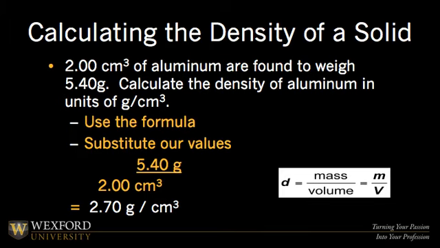Now, if we look at calculating the density of a solid, we would have 2.00 centimeters cubed of aluminum, which are found to weigh approximately 5.40 grams. If we calculate the density of aluminum in units of grams per centimeter cubed, we would use the formula. And we would substitute our values of 5.40 grams over 2.00 centimeters cubed. This would give us a density for the aluminum of 2.7 grams per centimeter cubed.